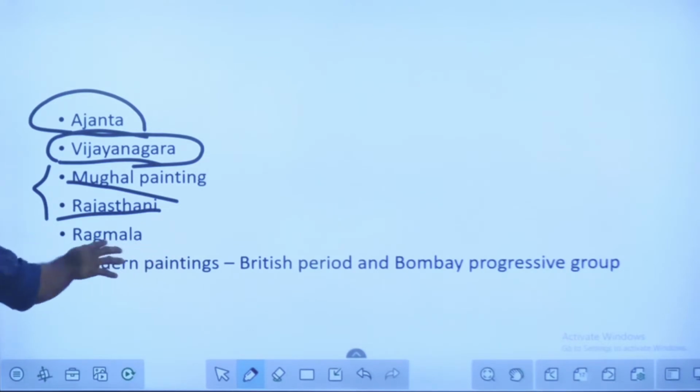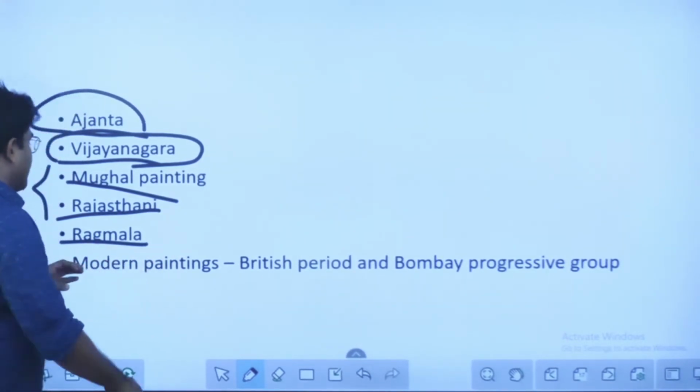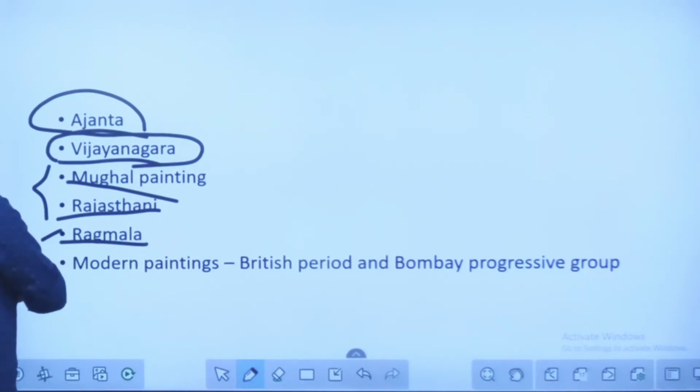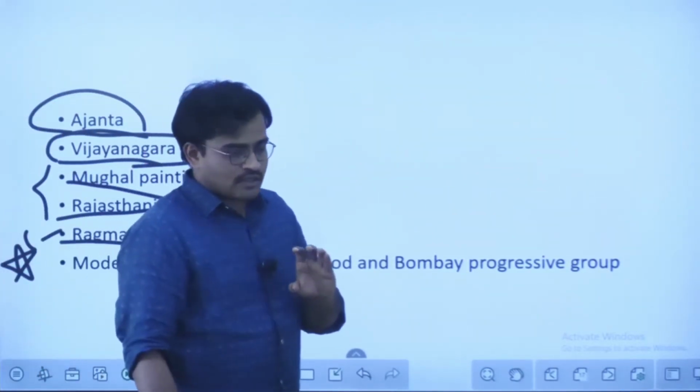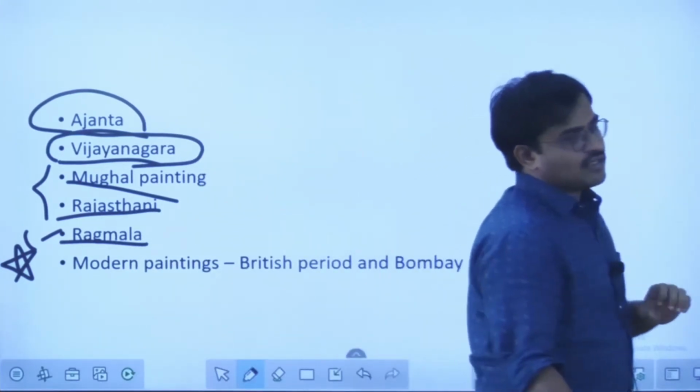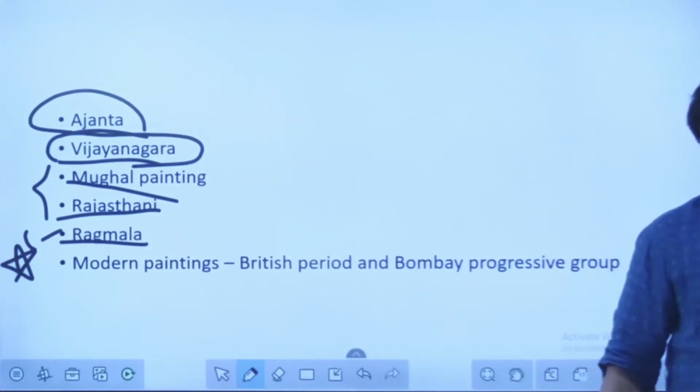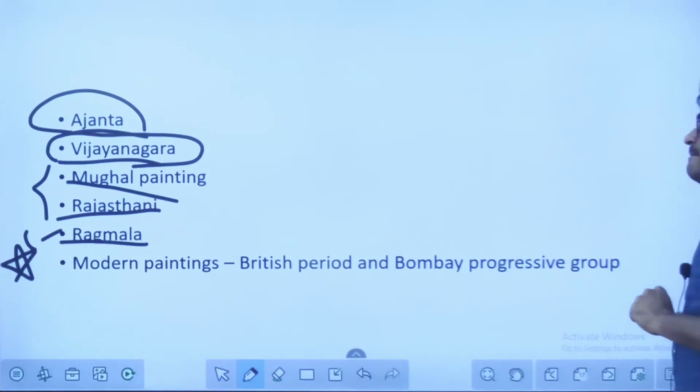Then Ragamala painting is very, very important. I'm expecting a question definitely on this because it represents the composite culture of India. Many good themes are there in Ragamala painting. There is a very solid question which is just waiting to be asked. Ragamala tradition.